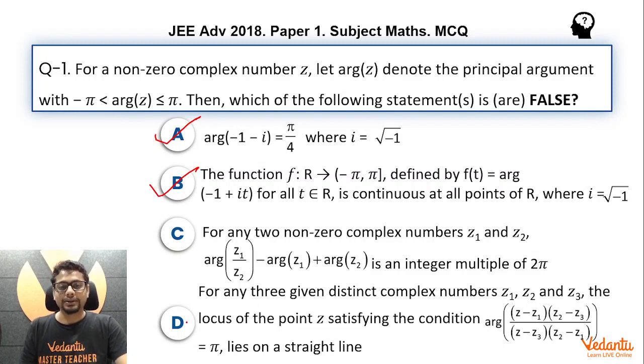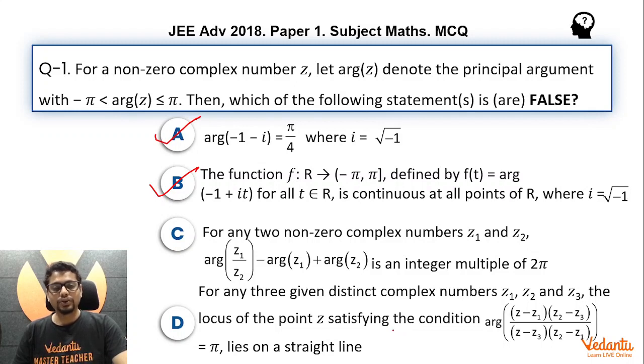Now coming to the D part. First of all, it should have been phrased better. In a generic way, we can say locus of the point z lies on some curve. However, a locus lying on some curve is not a very appropriate phrase. It should have been like points z satisfying this condition, or you may say point z for argument of this lies on some curve. That is a better phrase.